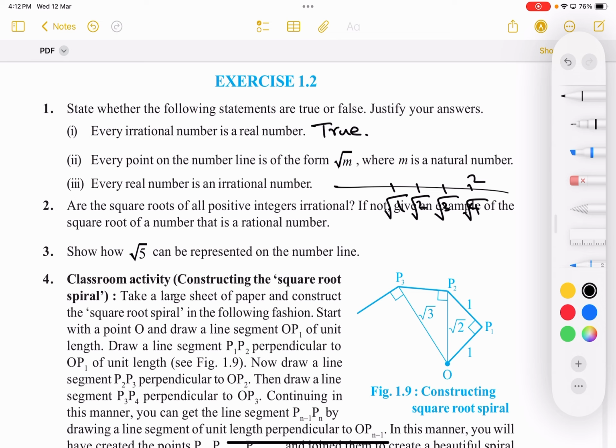Root 4 is nothing but 2. Root 1 is nothing but 1. So like this you will get an answer for everything. But the thing is, m is a natural number. That means the root of 9.3 will not be there in the number line? That is also there in the number line. So m is a natural number is wrong here.